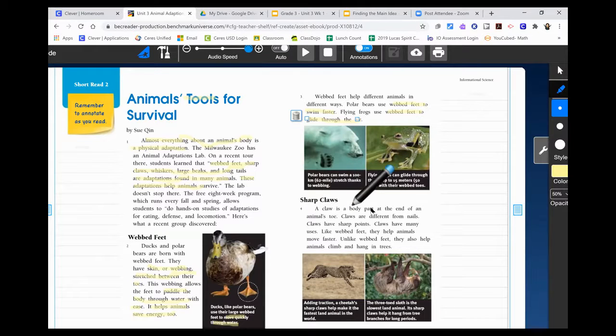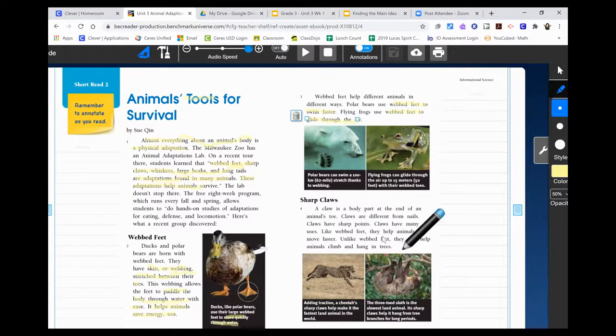A claw is a body part at the end of an animal's toe. Claws are different from nails. Claws have sharp points. Claws have many uses. Like webbed feet, they help animals move faster. Unlike webbed feet, they also help animals climb and hang in trees.